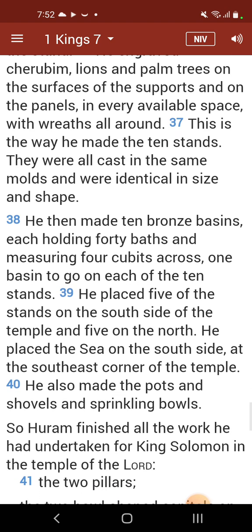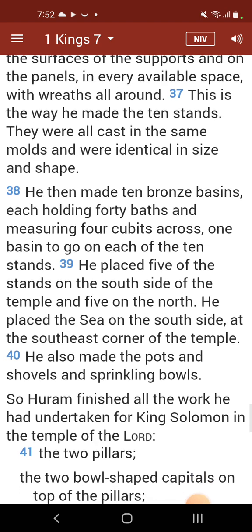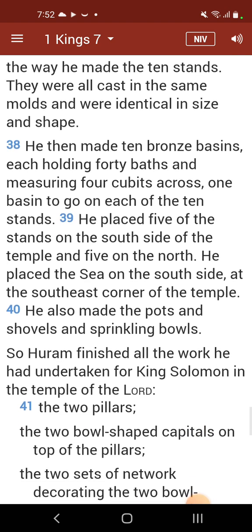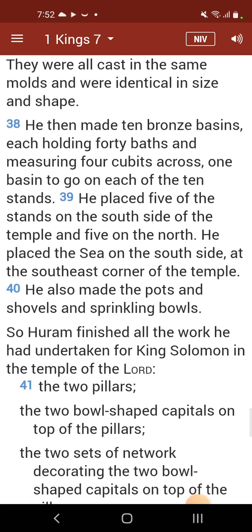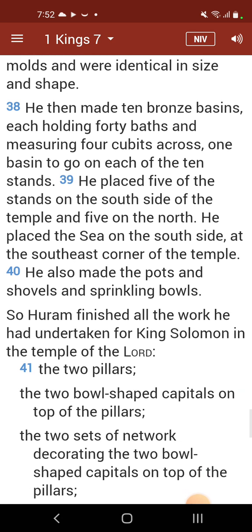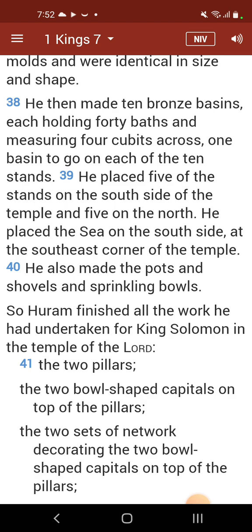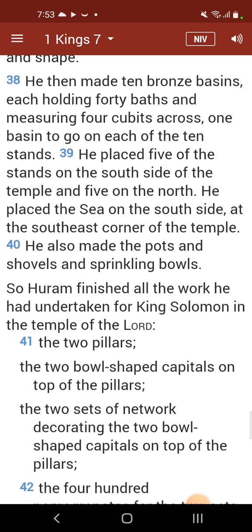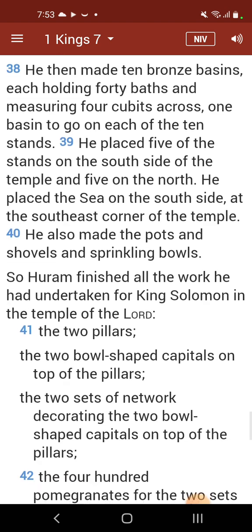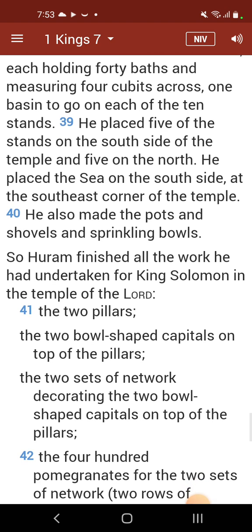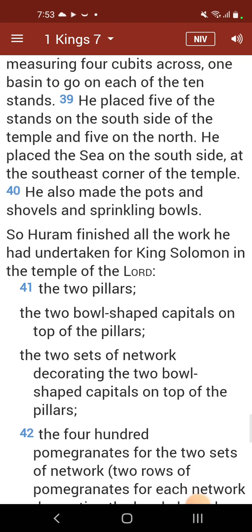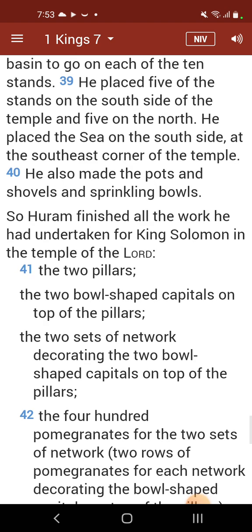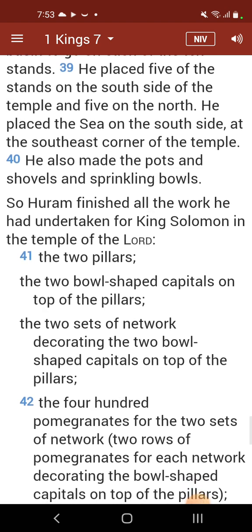He then made 10 bronze basins, each holding 40 baths and measuring 4 cubits across, 1 basin to go on each of the 10 stands. He placed 5 of the stands on the south side of the temple and 5 on the north. He placed the sea on the south side, at the southeast corner of the temple. He also made the pots and shovels and sprinkling bowls. So Huram finished all the work he had undertaken for King Solomon in the temple of the Lord.